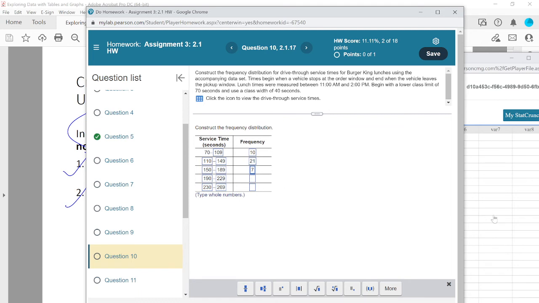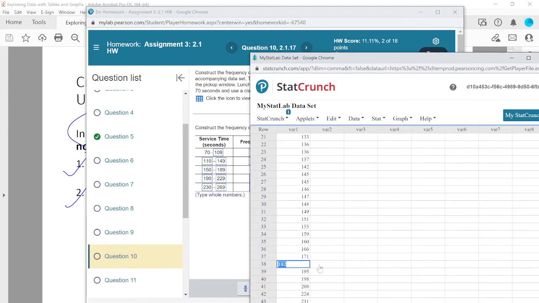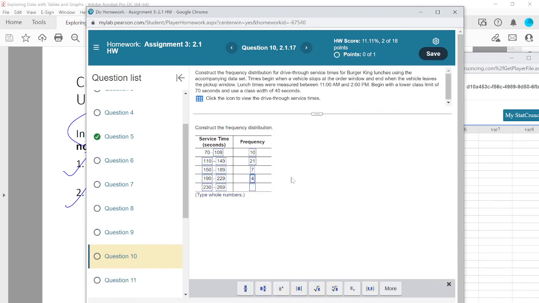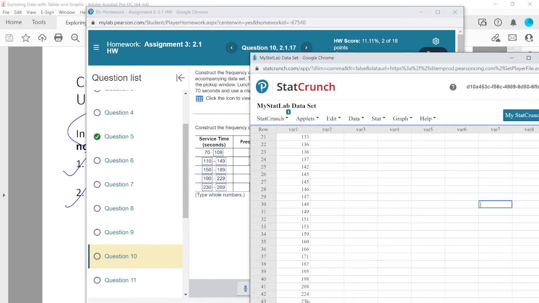From 190 to 229, 190, what is 190? So 1, 2, 3, 4. The frequency is 4. And finally, 230 to 269: 1, 2, 3. The frequency is 3.